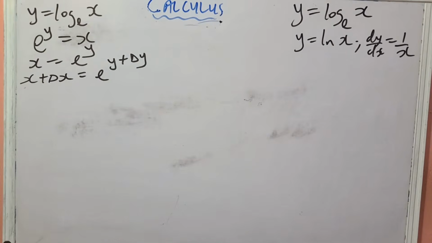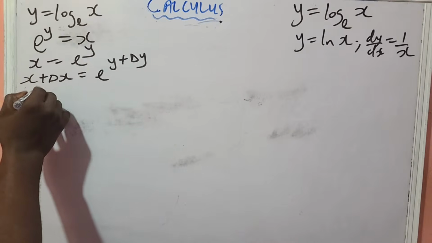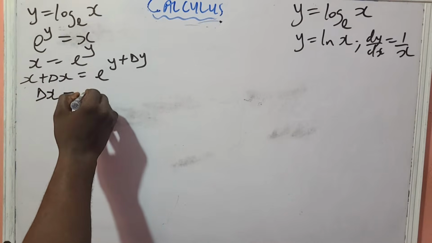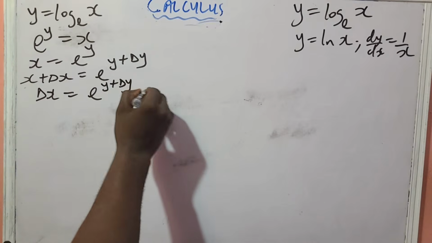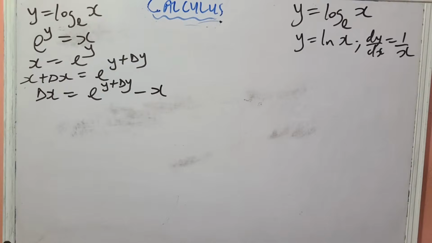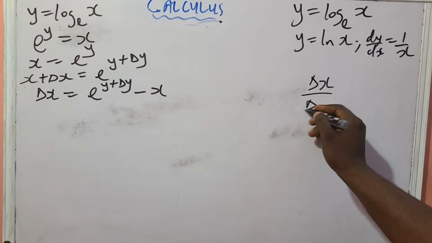So what do you do next after doing this? Of course, you want to make change in x the subject of the formula. Guys, just don't worry, just stay put, you will understand what we're doing. This will be e raised to power y plus change in y minus x. You will say, why are we solving for change in x? This is different from what we have learned. Of course, you will see we will still take the reciprocal later. What we're heading to is that when we're done solving for change in x, we will then divide through by change in y.